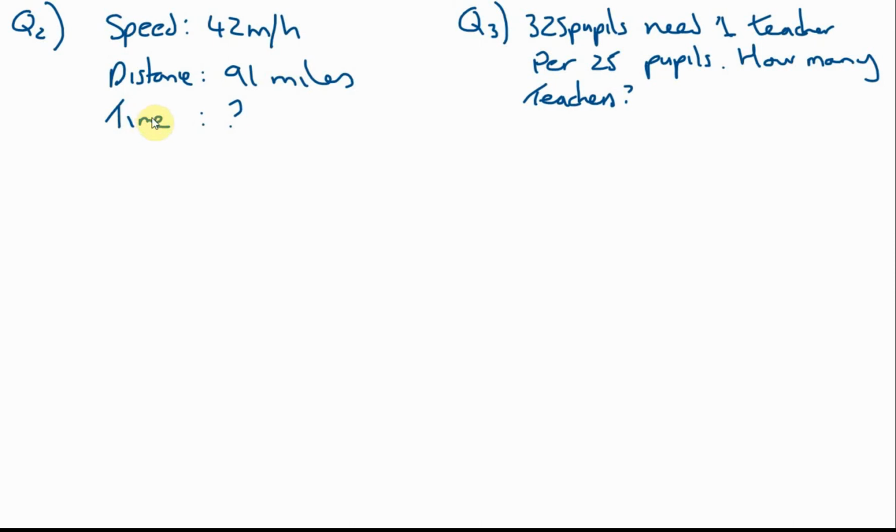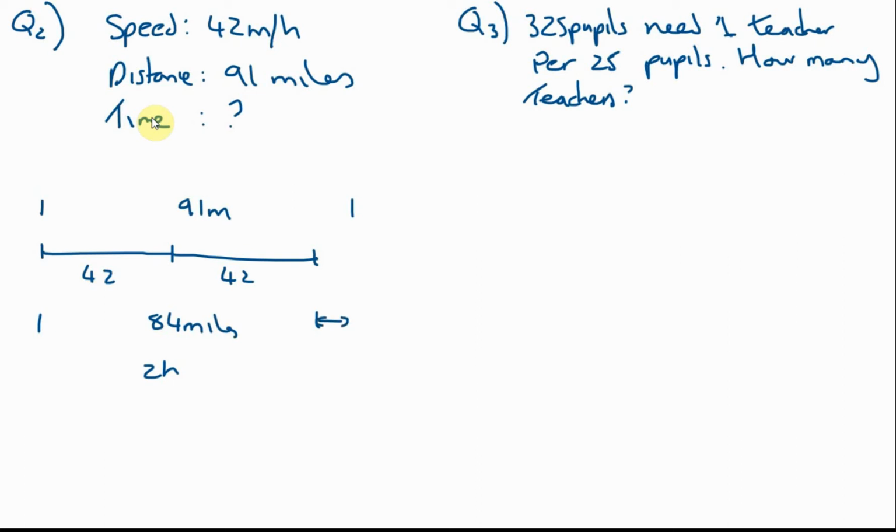Well, let's think visually. So we're trying to travel 91 miles, okay, and we're going at 42 miles an hour. So if I travel 42 miles in 1 hour, and then I'll travel another 42, the total of that is 84 miles. So I know in 2 hours I've gone 84 miles. So the problem is this last little bit here, 91 miles take away 84, so that's our 7 miles.